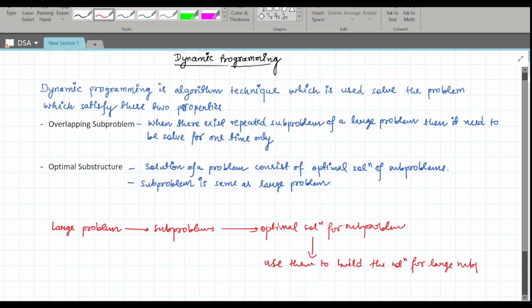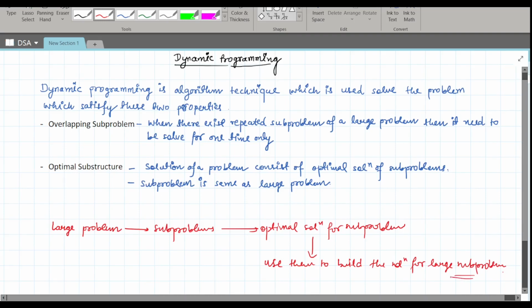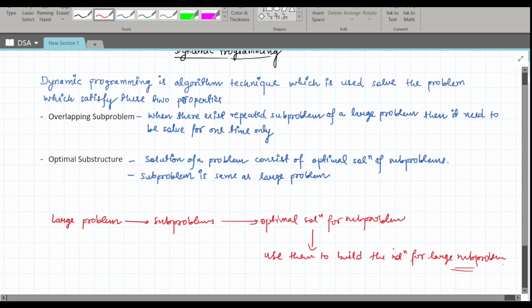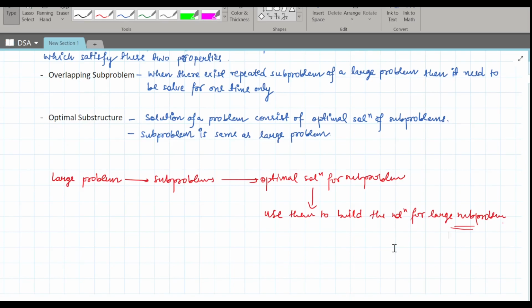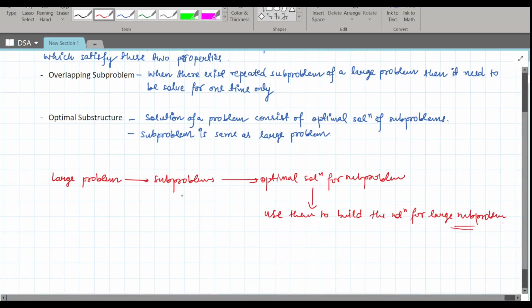We have discussed this technique somewhere before. You can guess it: we discussed this type of technique in divide and conquer, when we talked about merge sort and quick sort. But there is a difference between dynamic programming and the divide and conquer technique. Here we are dividing our problem into subproblems and then finding the solution for the subproblems.